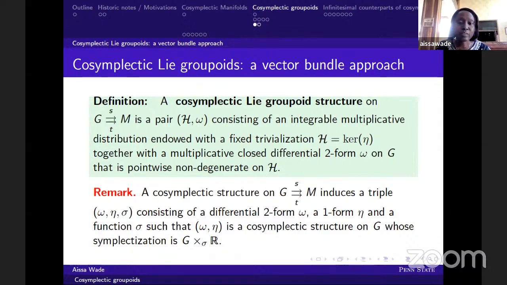So here we have to look at this in a natural way. The representation is, a priori, not trivial. Although we have a trivial line bundle associated with this, the representation is not trivial.